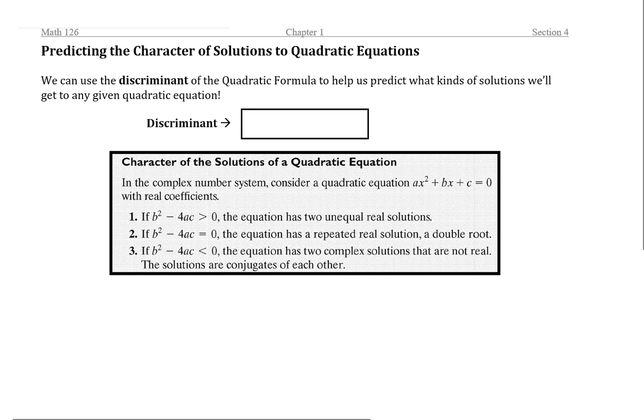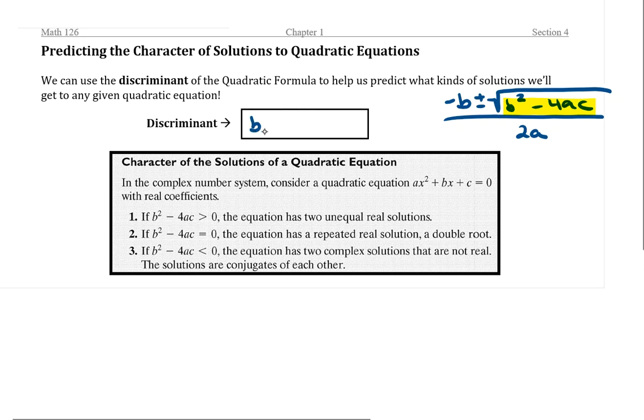To give a little point of reference here, I'd like to jot down the quadratic formula again. It goes negative b plus or minus the square root of b squared minus 4ac, all on top of the product 2a. The discriminant is actually the part that's inside the square root of the quadratic formula. So let's insert the expression b squared minus 4ac in the discriminant box. Notice that there's no square root around it. And that's what we mean when we're referring to the discriminant.